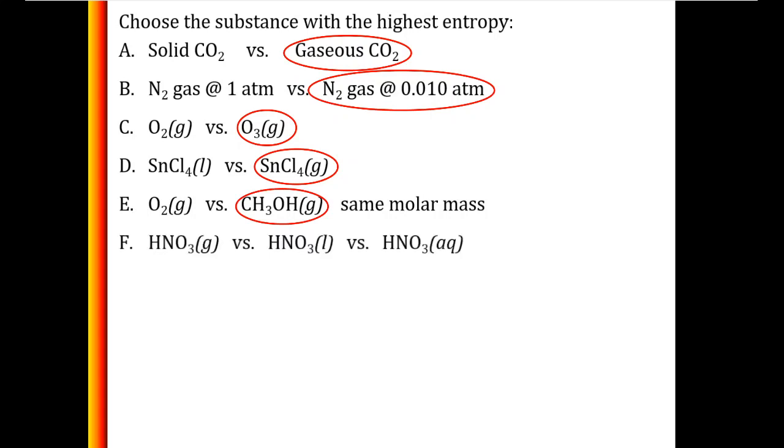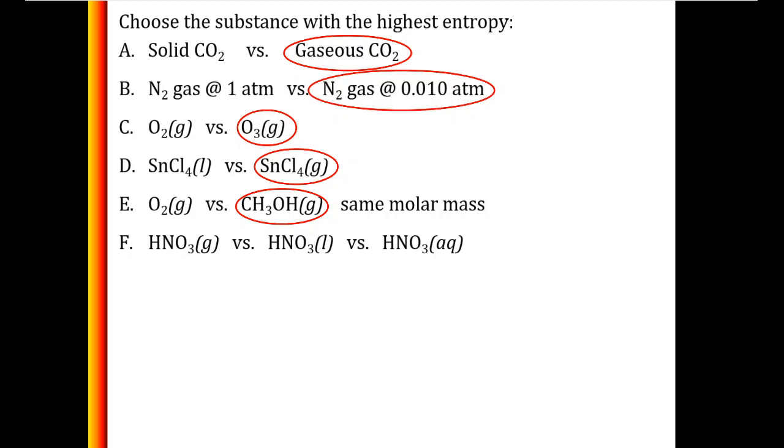Okay, next one. Here I have gaseous HNO3, liquid HNO3, and aqueous HNO3. Okay, so it wants to know which will have the highest entropy. So aqueous, so we've dissolved it into water. Liquid, we have it just by itself. Then we have the gaseous form of it. So which one's going to have the highest amount of entropy? You have to think which one has the highest degrees of freedom.